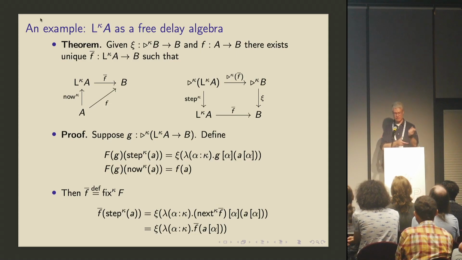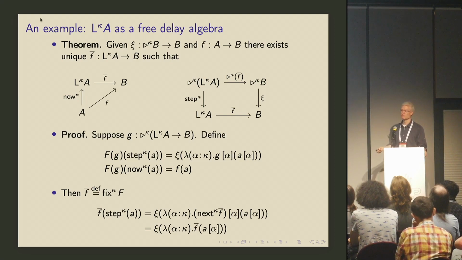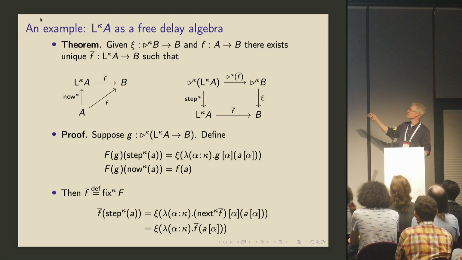And so here's a small theorem that you can prove in the type theory. And it says that this type up here, the guarded delay monad applied to A, that's the free delay algebra on a type A. Let's think of these as sets even, so sets. So by delay algebra, I mean a set B together with a map from later of B to B. Okay? And then these two equations here express freeness of this construction here.